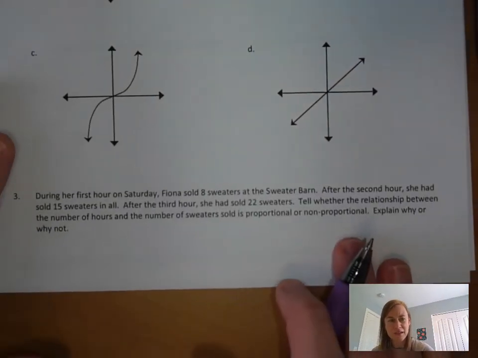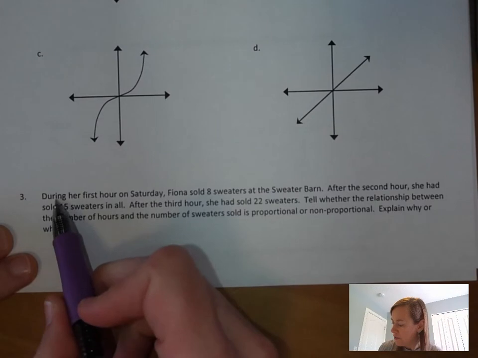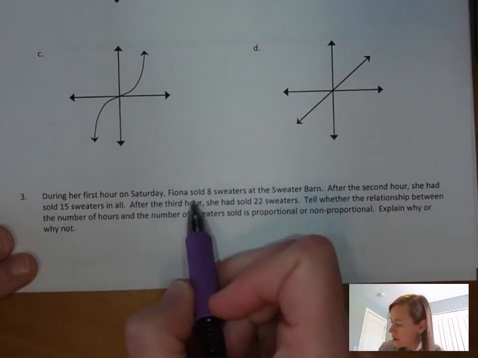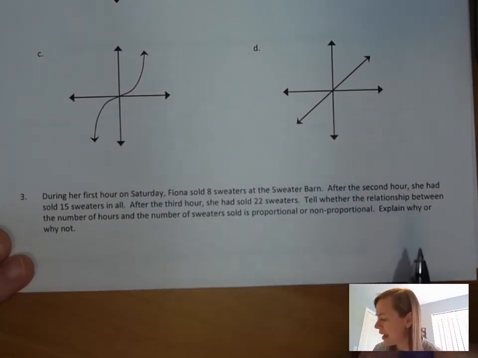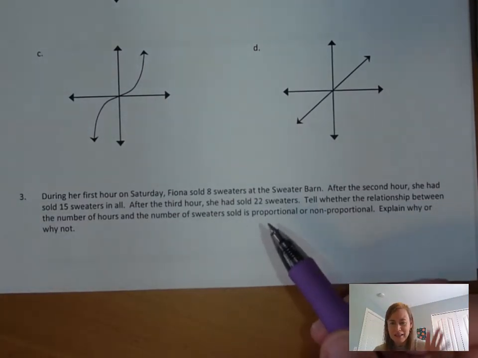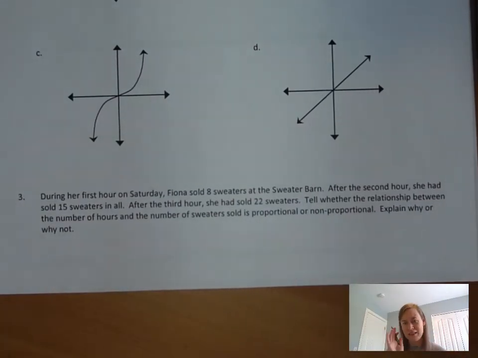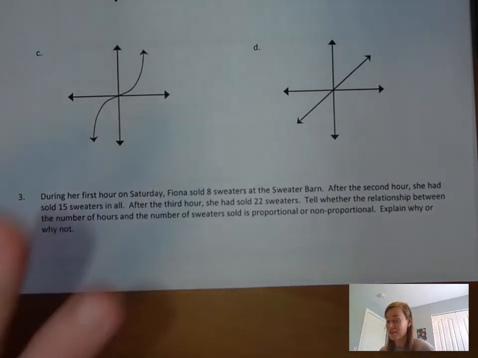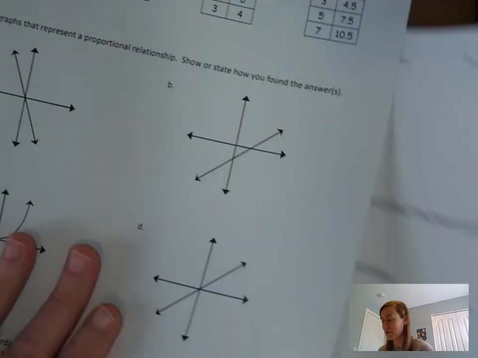In number 3, you have a little bit of a word problem. So you have how many sweaters Fiona sold on different days, or different hours, I believe. So you might want to just make yourself a table of data. You could put the hours on one side and the sweaters on the other side, make yourself some ratios, figure out if that unit rate stays the same or if it gets different. Okay, so that's number 3.